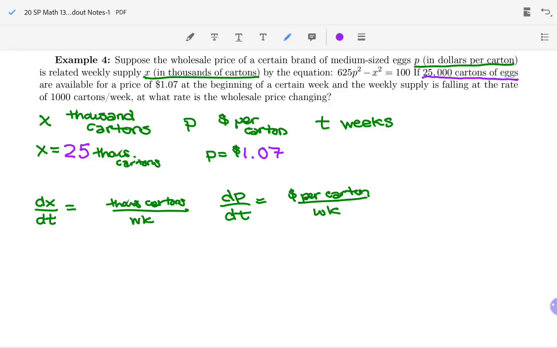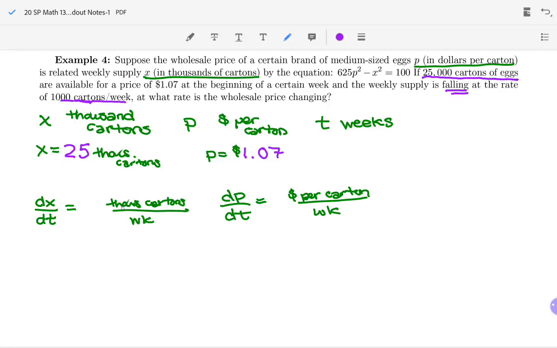So P is $1.07 at the beginning of a certain week, and the weekly supply is falling at a rate of 1,000 cartons per week. So our supply is going down for some reason. And we want to figure out how that is going to affect the wholesale pricing. What should we do to our price because our supply is falling right now? So supply is falling at a rate of 1,000 cartons per week. So I'm looking at what I have left. What's the only thing in thousands of cartons per week? It's this dx dt.